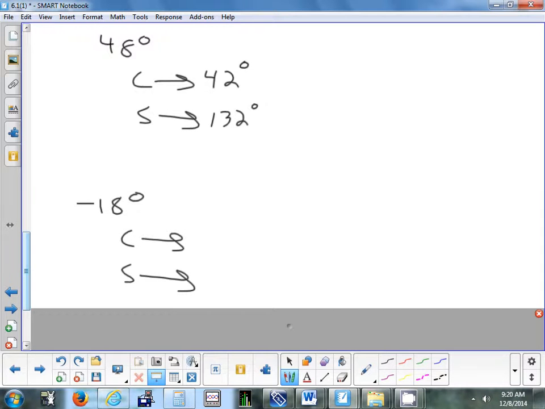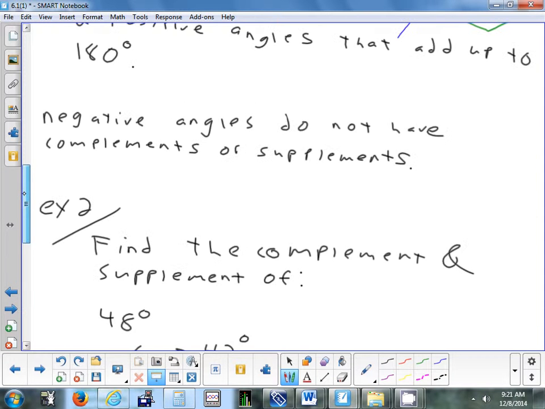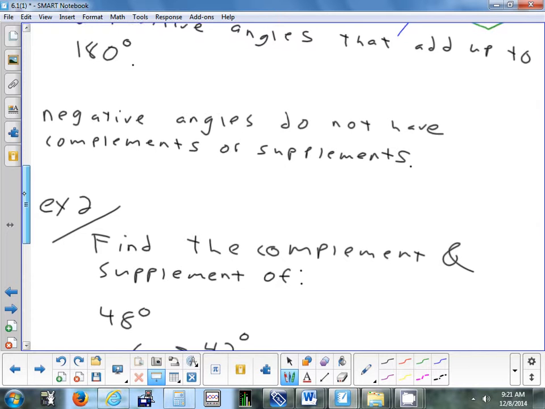What's the complement to negative 18? Josh? Yeah, there is none. How about the supplement? There isn't one. Negative angles do not have complements or supplements.